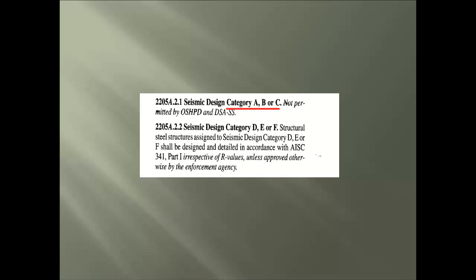And we see here that any structure with calculated designs for categories A, B, or C is not allowed with DSA or OSHPD. And categories D, E, and F require specific accordance and approval before any fabrication or installation can take place.